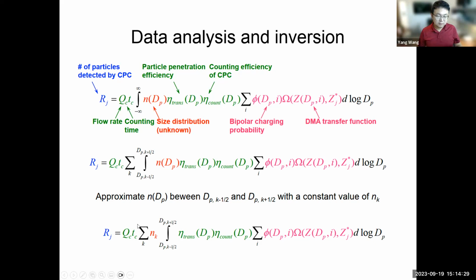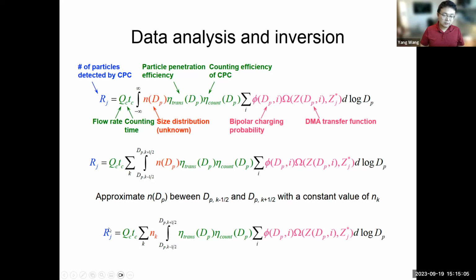So basically, now the response of the CPC is just the summation of K terms. K represents the size bins you use. So what this is showing is that the response of the CPC is determined by the aerosol size distribution in these K number of size bins. And for each size distribution, you need to multiply it with a factor here. This factor here is just the integration of all of these factors included.